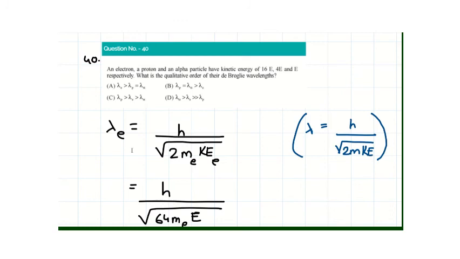In the 40th question, we have been given the kinetic energies of an electron, proton, and an alpha particle. We can apply the formula lambda equal to h divided by under root of 2mKE. Now, in this question we just need to substitute the values for mass and kinetic energy of the respective particles and we would get our answer. For the case of electron, the mass is very low compared to proton and alpha particle, due to which the denominator will be very low, giving rise to a high wavelength.